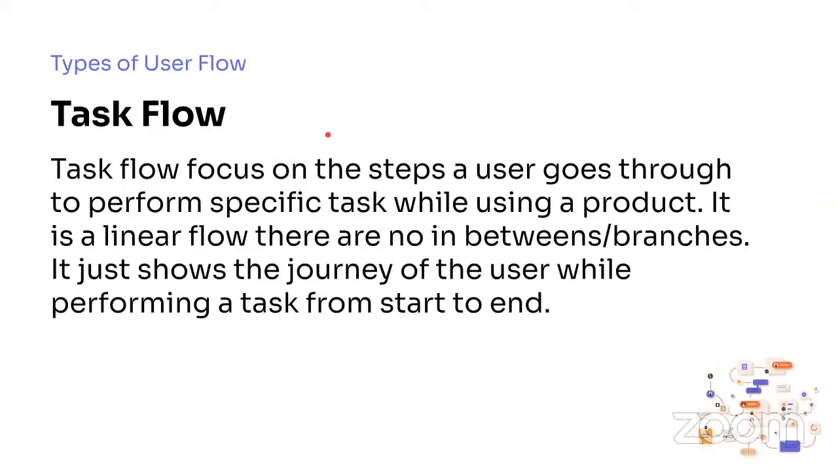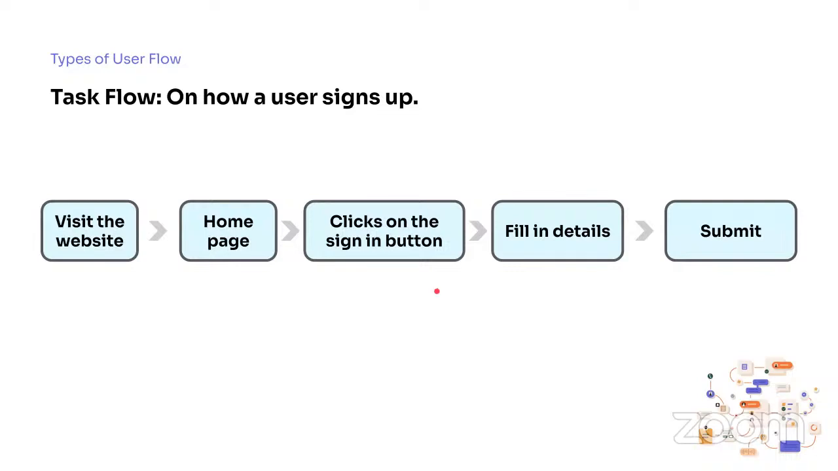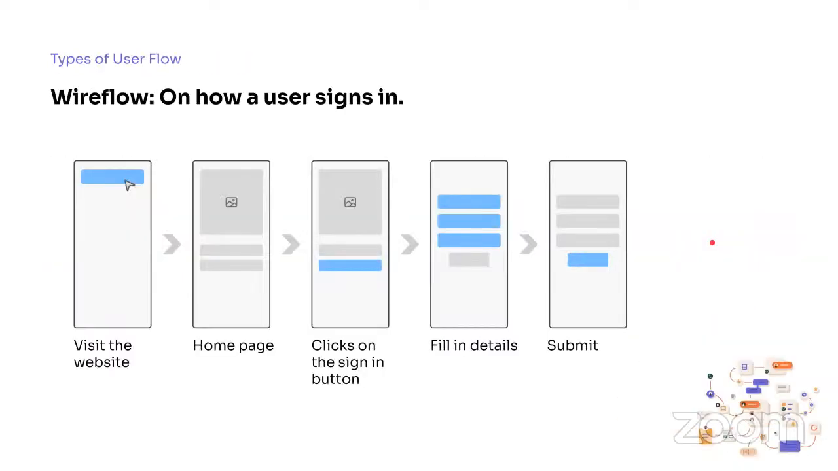So task flow, this is how it looks like. Just simple steps: visit the website homepage, click on the button, fill in details and submit. Then wire flow is still like a task flow, but with more details. You're just laying more emphasis. Remember wireframe? I don't know if you understand now. You're using the wireframe to show the process of carrying out a particular action. This is just a low fidelity, or let me say it's just the wireframe of a software.